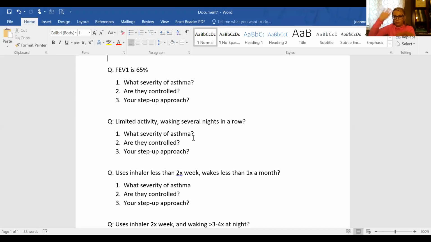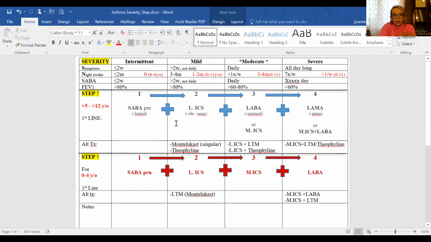So let's say the bottom line of the question is that the FEV is 65. This adult patient comes into you and their FEV is 65. And the question wants to know, what is the stage of asthma? What is the severity of their asthma? So we're going to go back to, and I'm going to ask you other questions that are on that sheet too. So FEV 65, what is the severity?